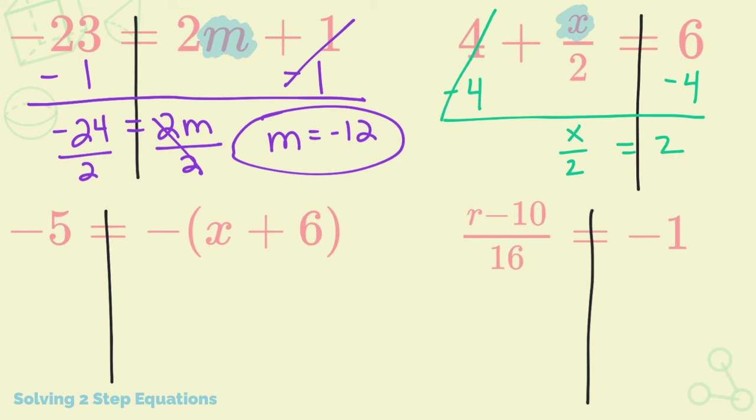I can then go ahead and multiply by 2 on both sides. So my answer, x equals 4.